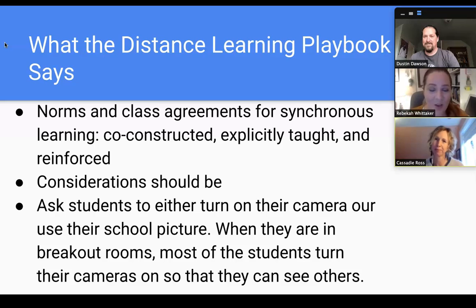About 8 or so turn their cameras on. And we didn't feel connected. And this is a new class for me. So I want to know who these students are and see them and talk with them and build relationships. And that was feeling like a real struggle.